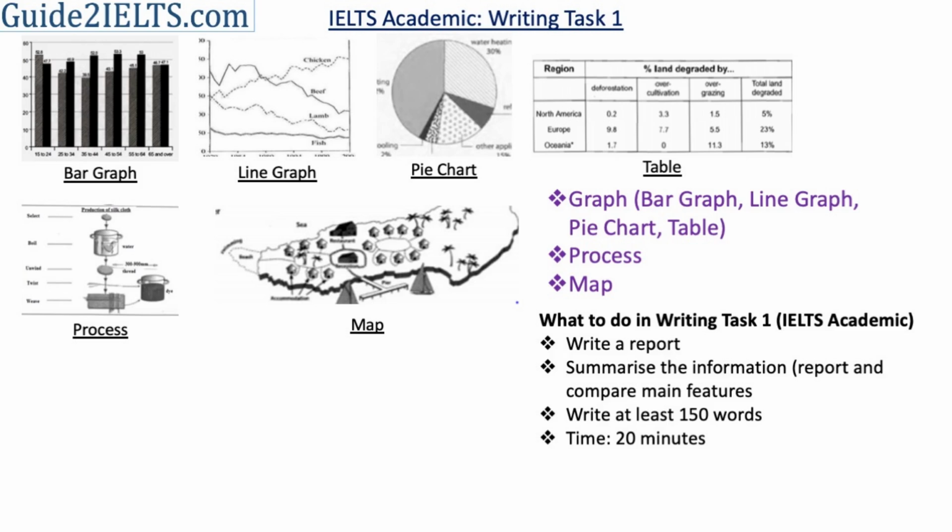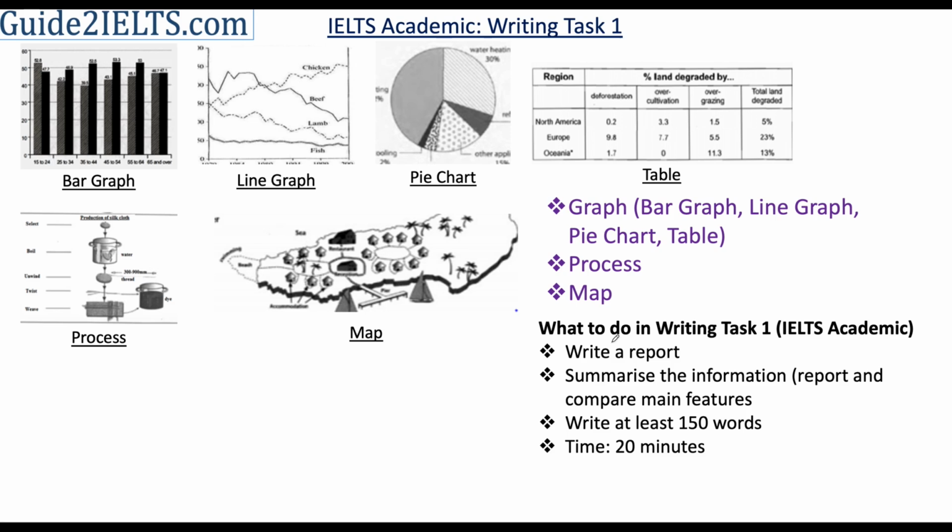In writing task 1 of IELTS Academic, you might get a variety of question types. We broadly divide these into 3 categories based on how we approach them and the kind of vocabulary we use: graphs, processes, and maps. In this video, we are focusing on map questions.